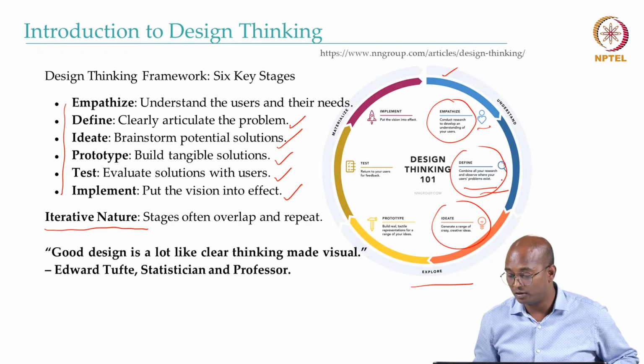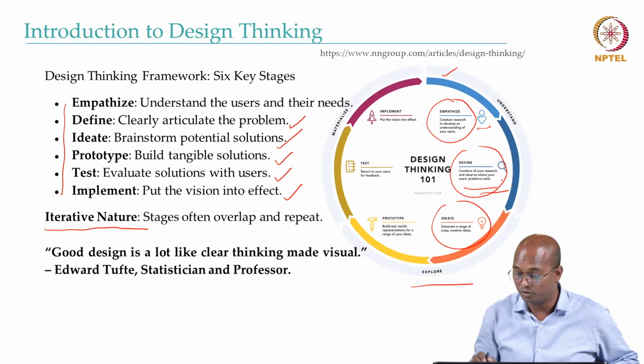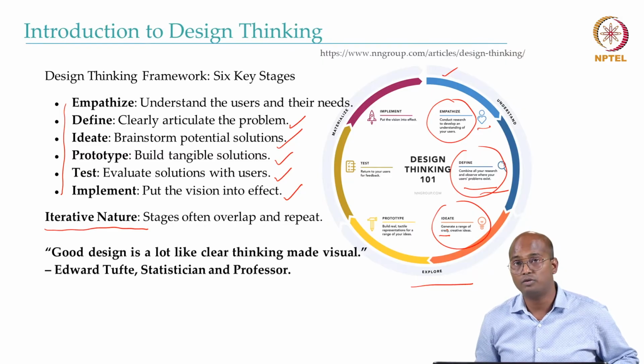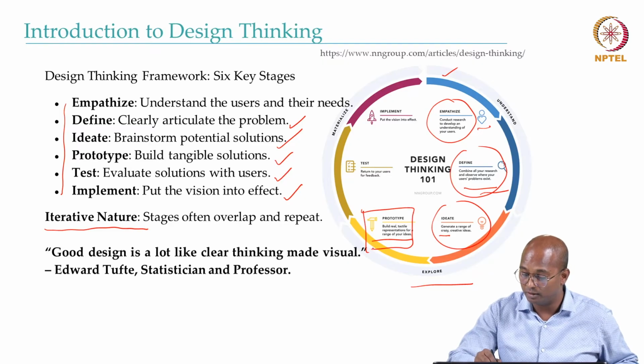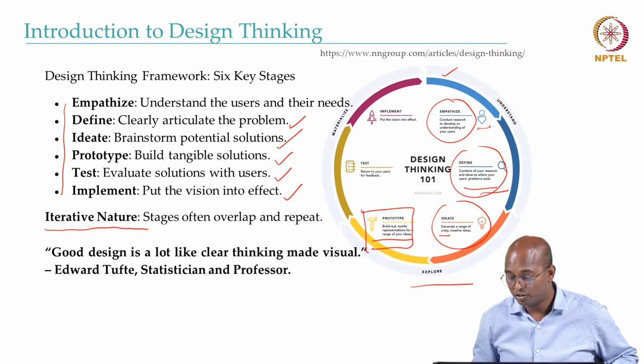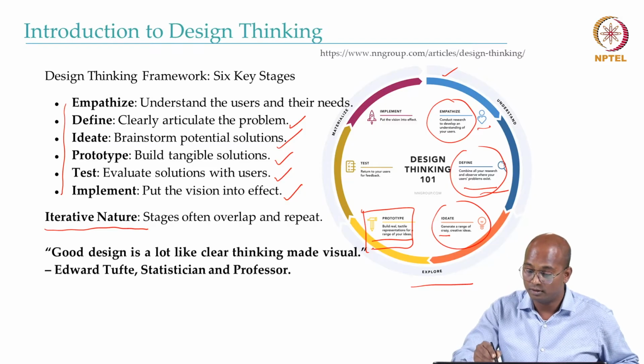Ideation is basically generating a range of crazy and creative ideas. Crazy is mentioned because sometimes it doesn't matter whether it's possible or not. Let's discuss it. We'll try to come up with a solution, maybe putting some constraints if the idea is worth exploring. And in the prototype, as we discussed, it is primarily building some real tactile representation for a range of your ideas.